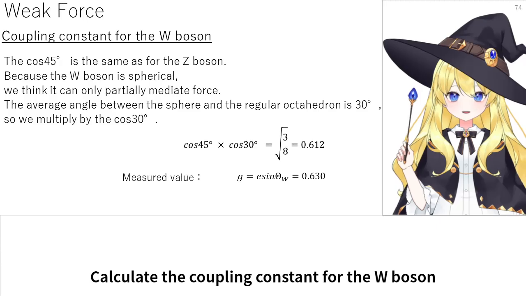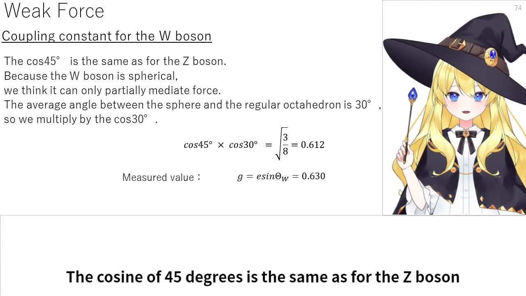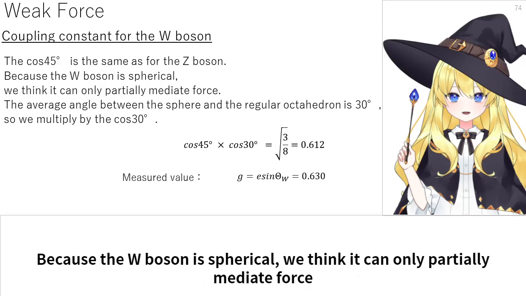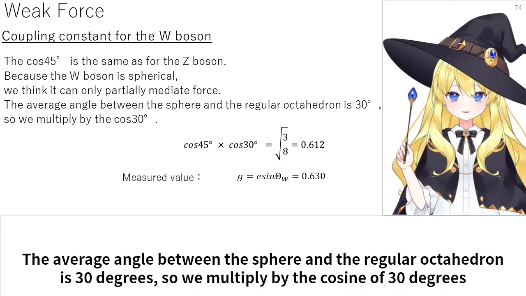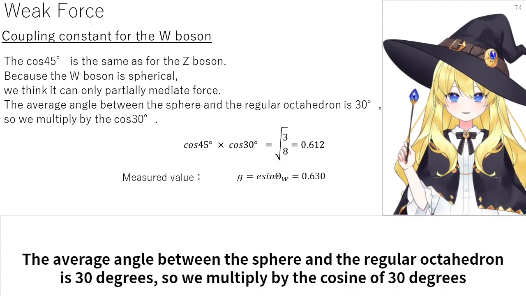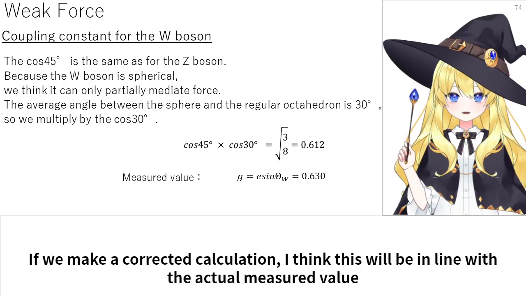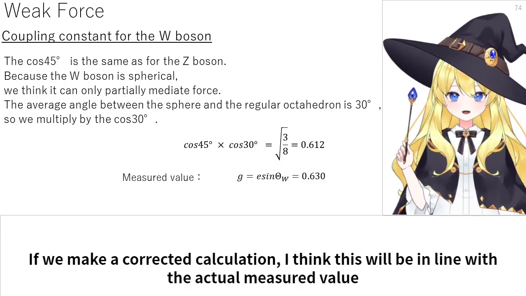Calculate the coupling constant for the W boson. The cosine of 45 degrees is the same as for the Z boson. Because the W boson is spherical, we think it can only partially mediate force. The average angle between the sphere and the regular octahedron is 30 degrees, so we multiply by the cosine of 30 degrees. If we make a corrected calculation, I think this will be in line with the actual measured value.